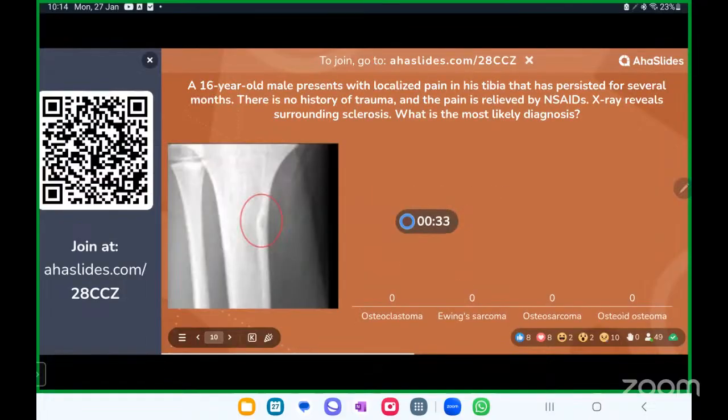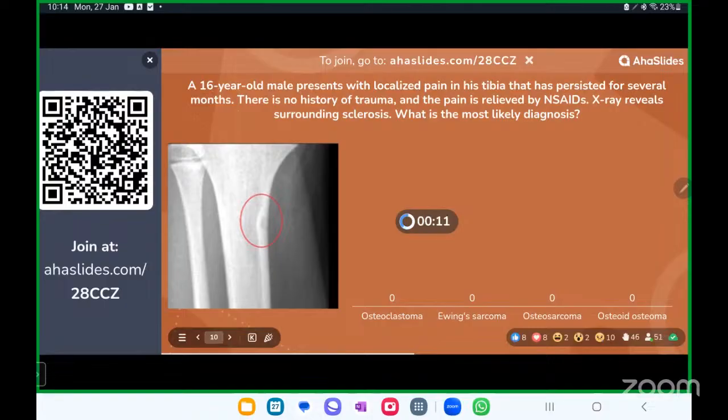A 16-year-old male presents with localized pain in his tibia that has persisted for several months. No history of trauma, pain is relieved by NSAIDs. X-ray reveals surrounding sclerosis. So, what is the most likely diagnosis? A very, very important question from the orthopedics point of view. I would say the most important topic in orthopedics is tumors.